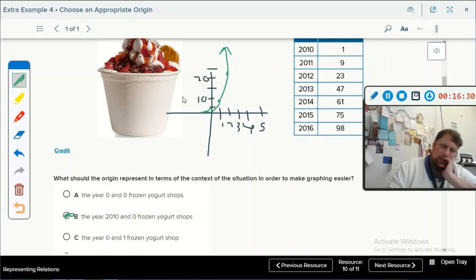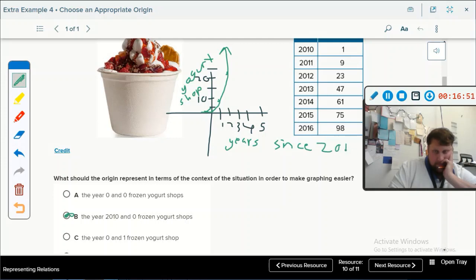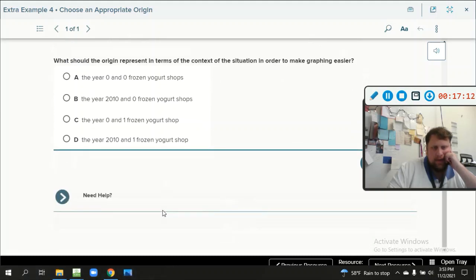So again, this is yogurt shops right here, yogurt shops on the Y. Sorry, I can't write sideways with the mouse. And down here is going to represent years since 2010. You don't want this Y value to ever represent a number on the origin. It needs to be 0. Whatever your y-axis is, on the origin, it needs to be a 0 for the Y. All right, go ahead and write that down as notes. And I'm going to erase it. Pause it, go back and pause it if you need to.